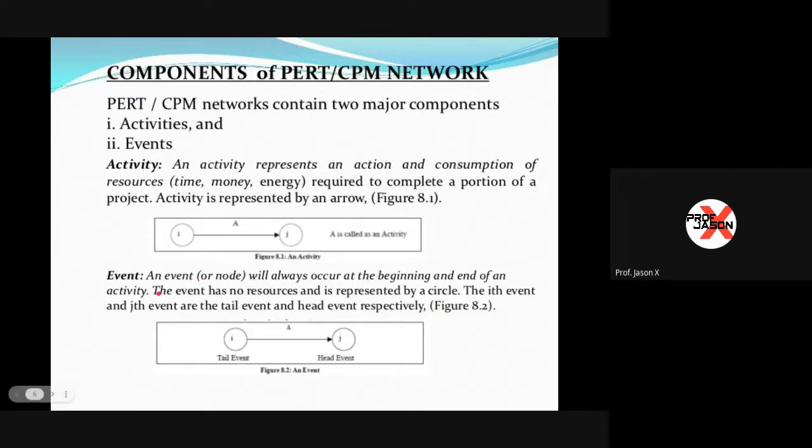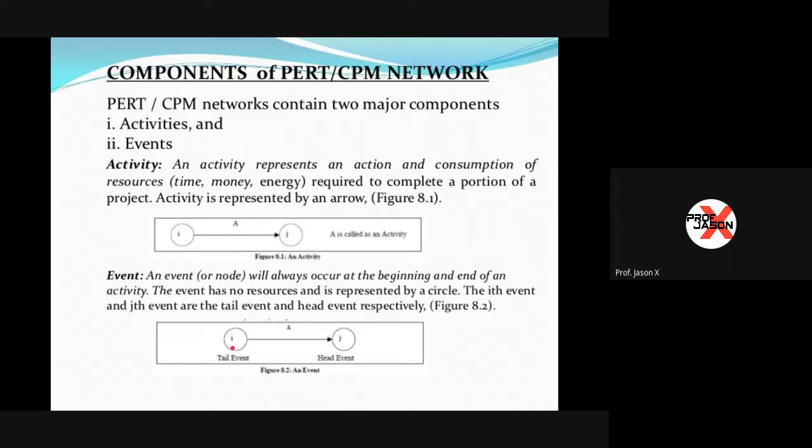And then an event or node will always occur at the beginning and end of an activity. The event has no resources and is represented by a circle. Thus, what we see here, the I event and J event are the tail event and head event respectively. So this one is represented by letter I, or normally it's 1 and then 2 if we use the numerical order.